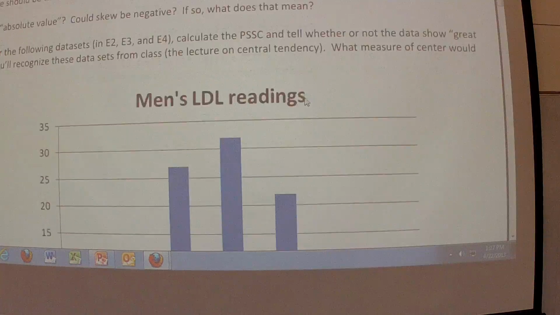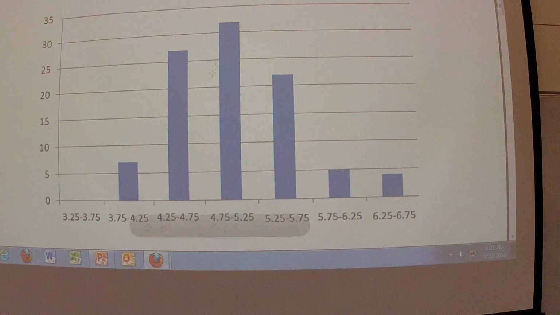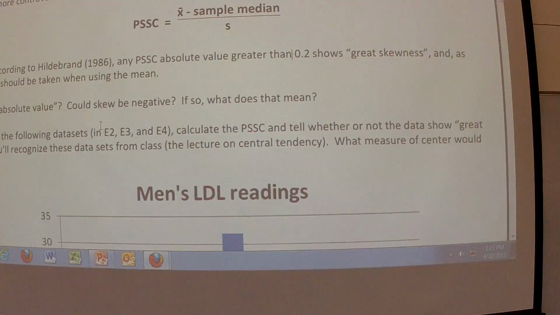So when you look at this E2, would you guys call that a bell-shaped distribution? Yeah, you would, exactly. But it gets tricky. How close is it to a perfect bell? That's what that PSSC computation does. It gives you a quantifiable measure of the skew based on a certain set of characteristics. So the first thing we've got to do, in order to use that, is calculate the sample average, the sample median, and the sample standard deviation, and we put all that together in the PSSC. So let's do that right now.